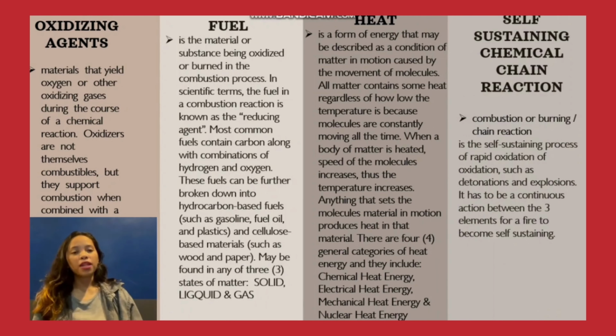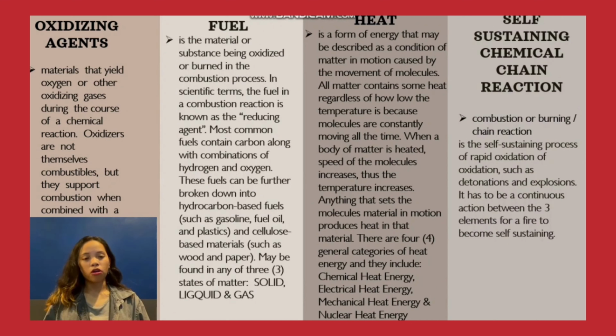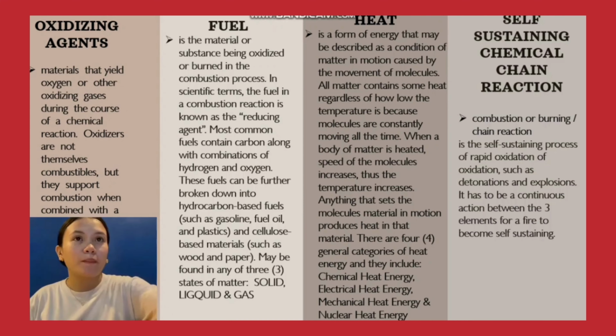So we have here the last one, the self-sustaining chemical chain reaction. This is a complex sequence of the chemical reaction of these three elements, the oxidizing agent, fuel, and heat. This is produced in the form of glow or flames. It is a self-sustaining process of rapid oxidation, such as detonations and explosions. It explains the continuous action between the three elements for fire to become self-sustaining.